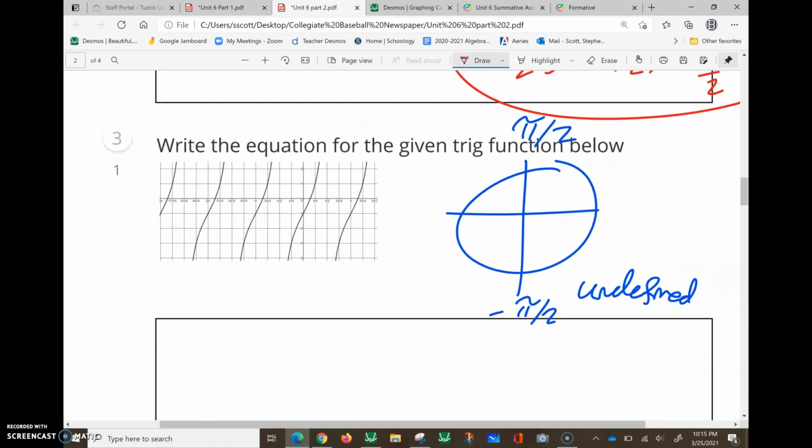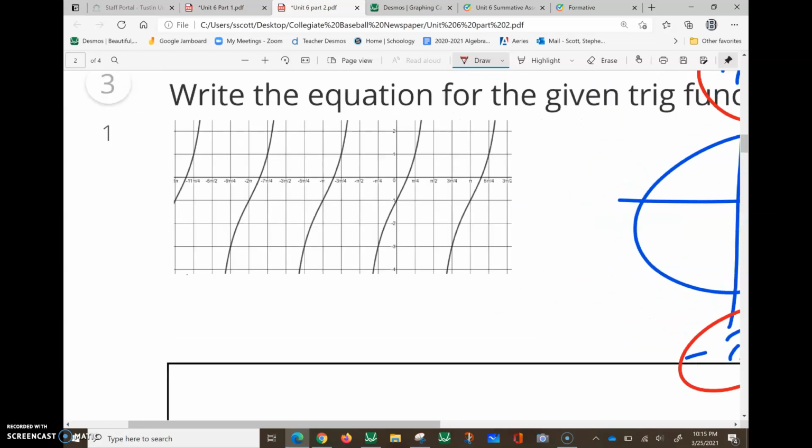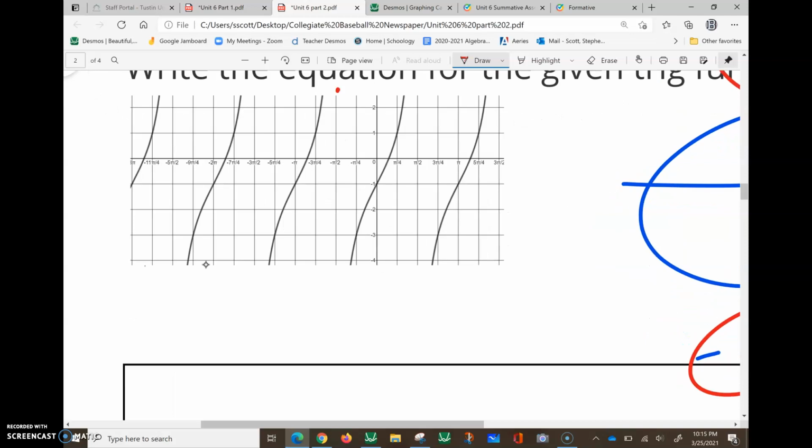Looking at this, again, I'll zoom in a little bit more. But remember, this is a tangent graph. Cotangent's going the other way. Remember, tangent is undefined at pi halves, negative pi halves. So let's take a look. Where are the vertical asymptotes? Well, it seems like it is at negative pi halves and pi halves. You can kind of see them right there. I'm just quickly sketching them.